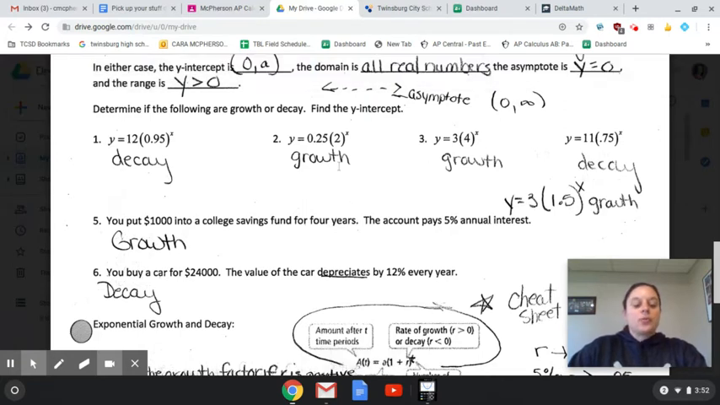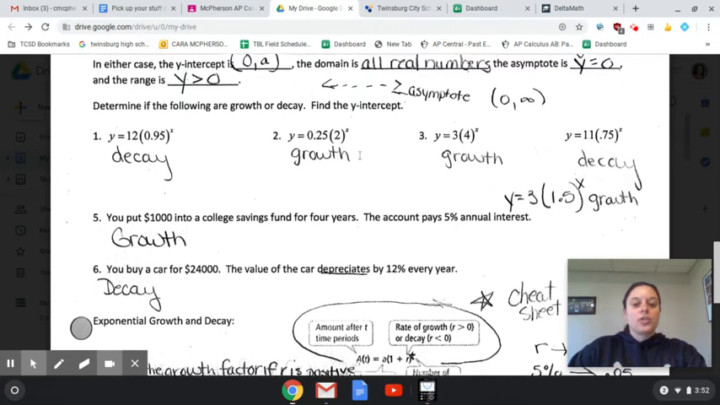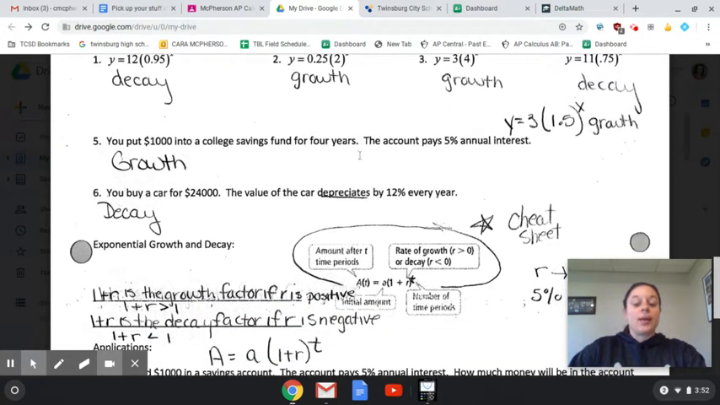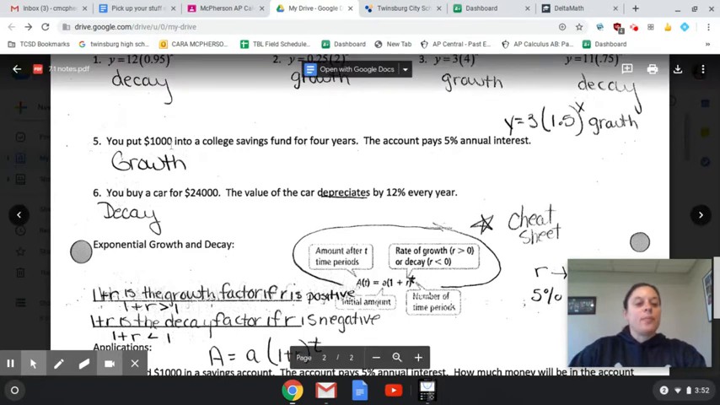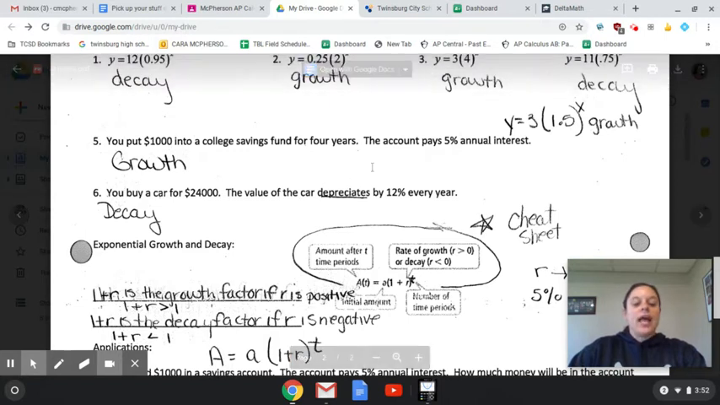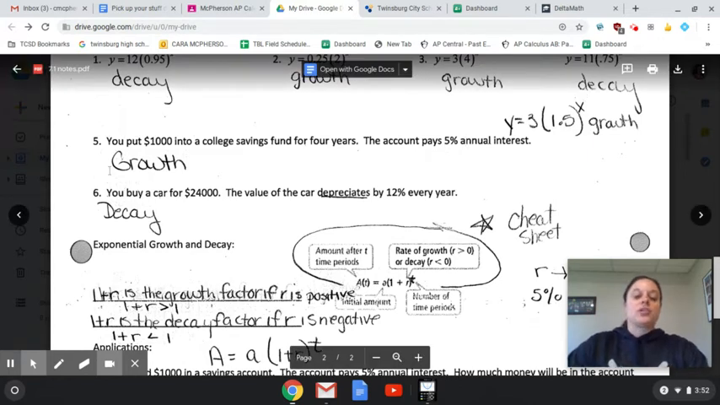Now, in actual real life problems, what you're going to see asked is a lot of money questions, where you have, like number 5 talks about putting $1,000 into a college fund and then earning 5% interest. If you're earning interest, that's a growth because you're getting money based on the amount of money that you are putting into a bank.